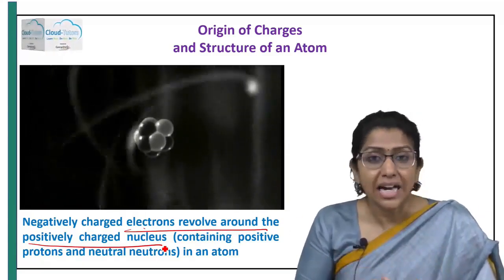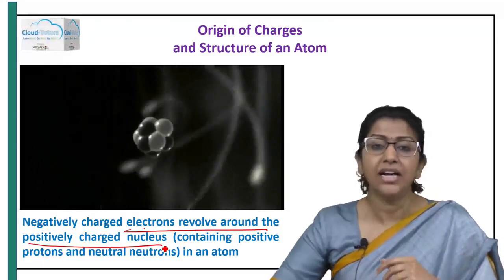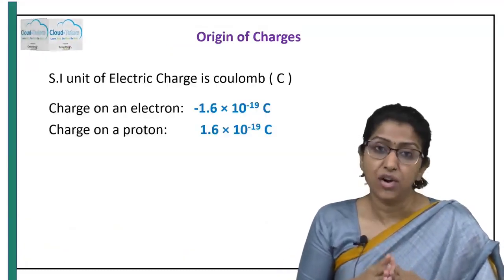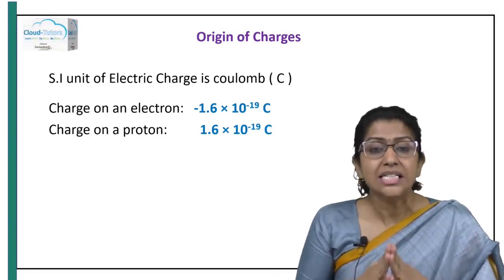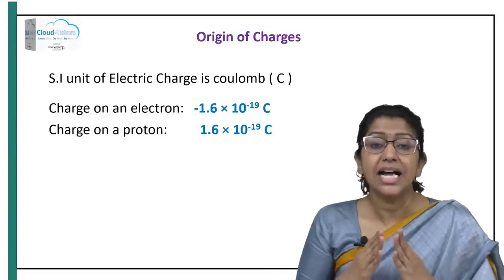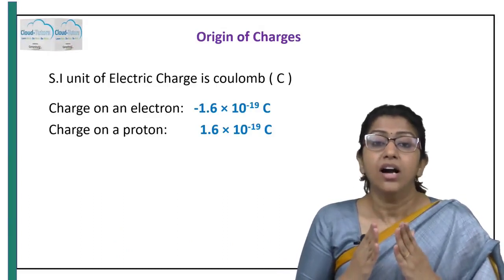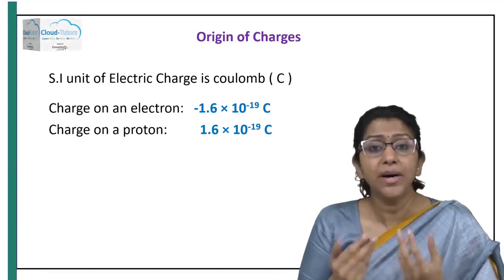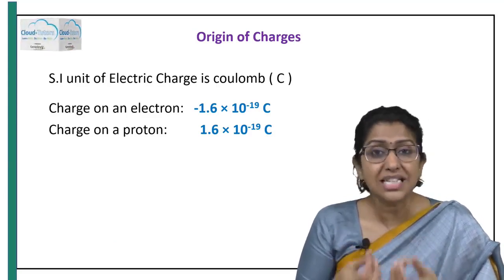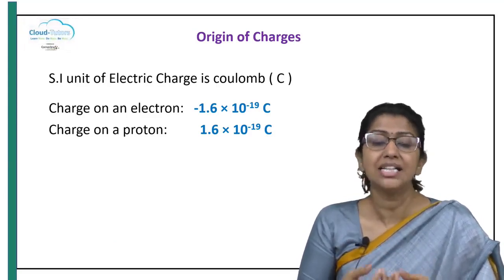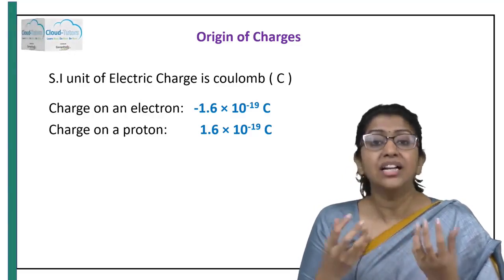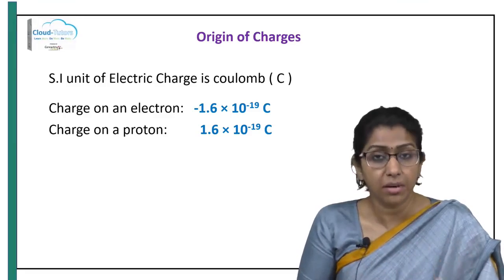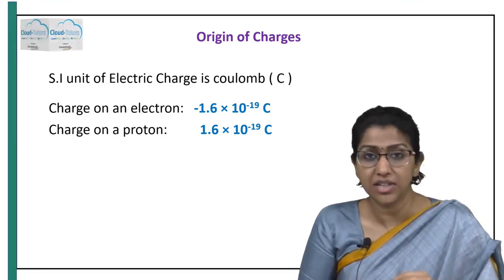Alright, with this understanding, let's move on and look at the next topic, that is charge on an electron and a proton. As we have already discussed, the SI unit in which we measure electric charge is coulombs. So how much is the electric charge possessed by an electron or a proton? It is exactly the same. The only difference is the polarity. By polarity, I mean whether the particle is negatively or positively charged.